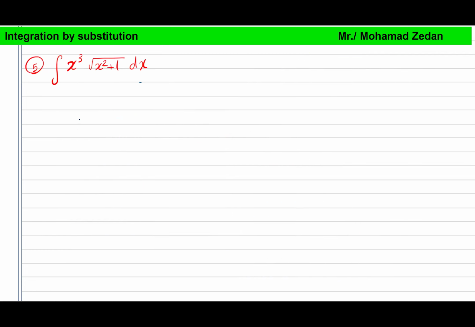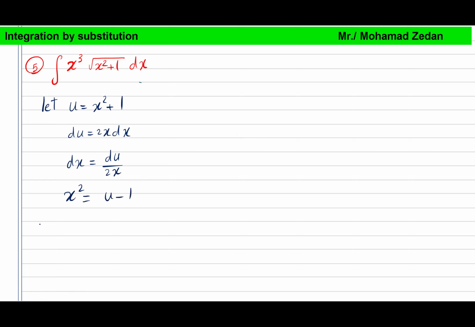Last question for this video: the integral of x cubed times the square root of x squared plus 1. So let u equals x squared plus 1. So du now is equal to 2x dx, so the dx now is equal to du over 2x. Okay? Even the x squared can be written as u minus 1 from the first equation.